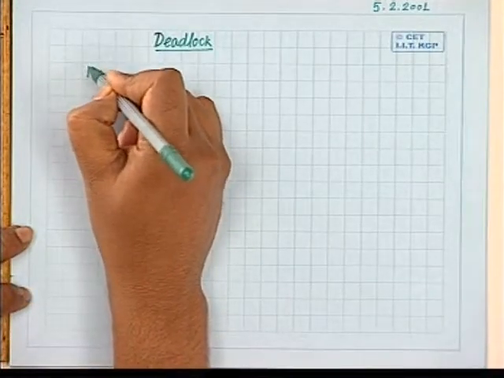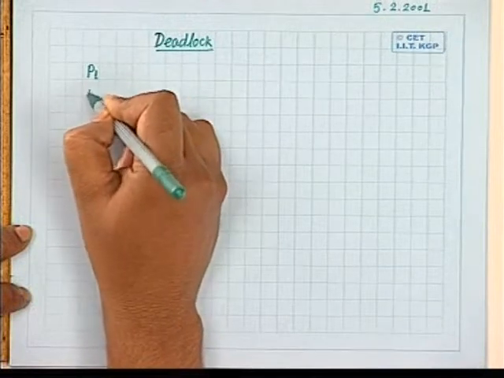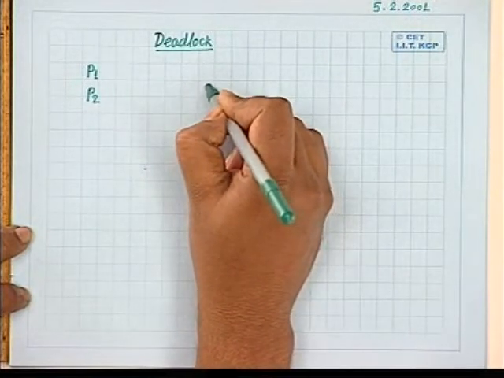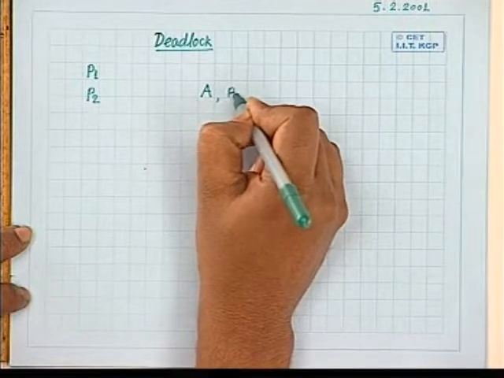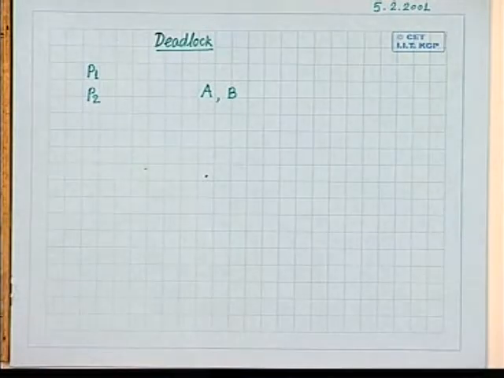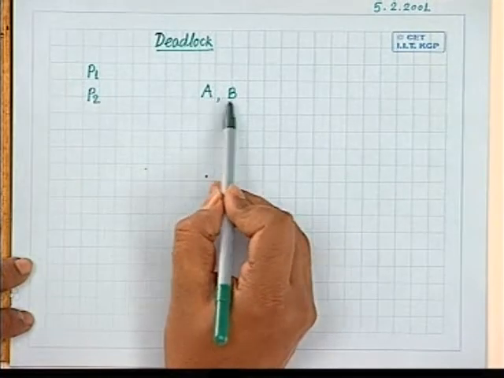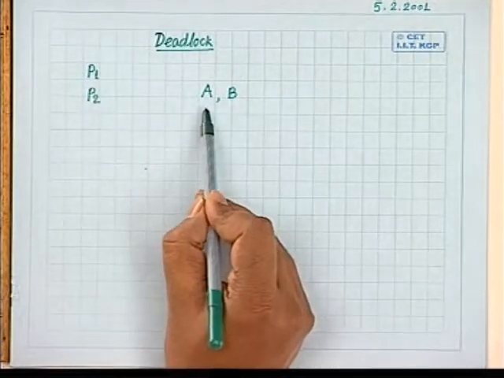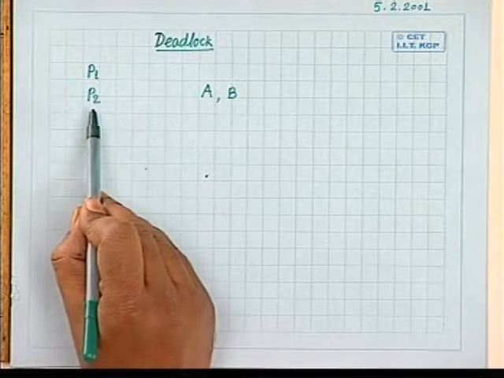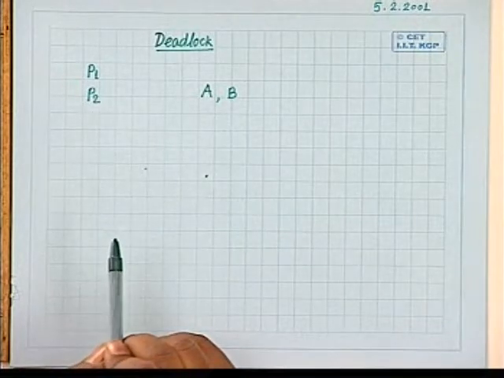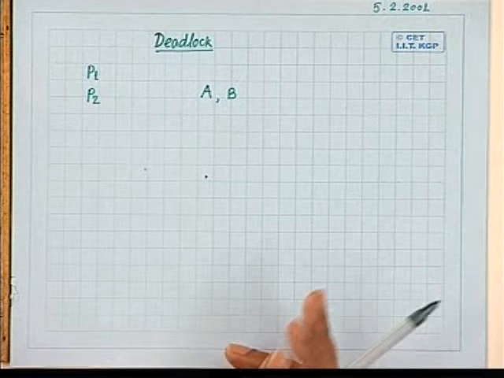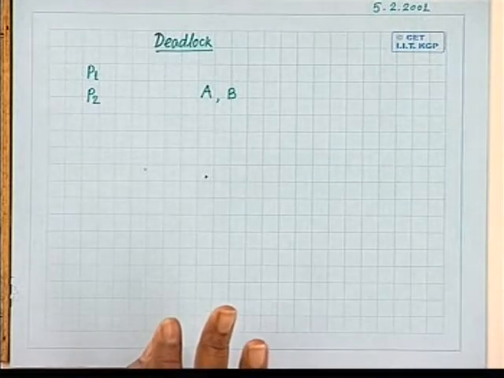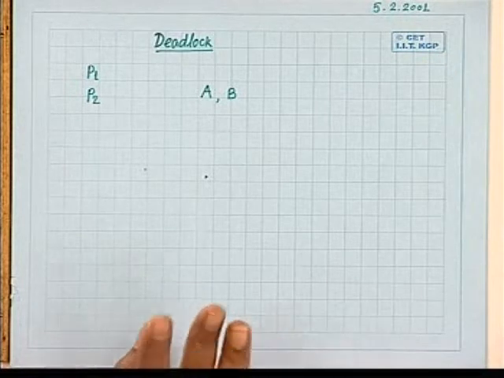Suppose we have two processes in the system. We call these processes P1 and P2. And in the system we have two resources, resource A and resource B. A simple situation like this: we have only two processes P1 and P2, and only two resources A and B in the system. P1 for its completion requires both the resources A and B. Similarly, P2 also requires both the resources A and B. Their operations can be completed only when both the resources are available. Until both are available, they cannot complete their operation. And the resources will be released only after completion of the process.